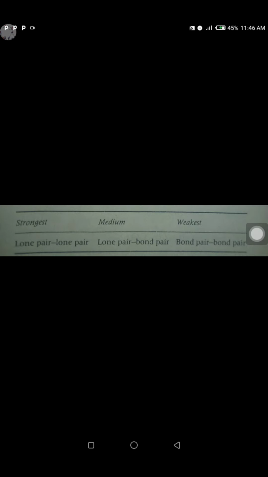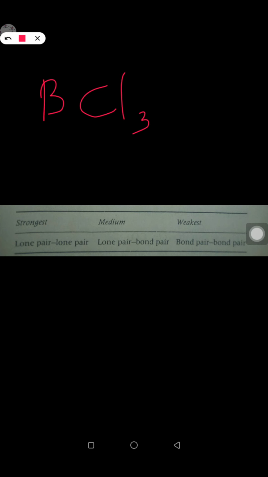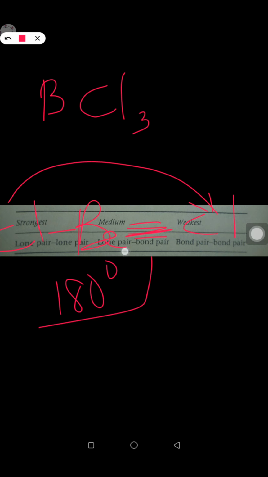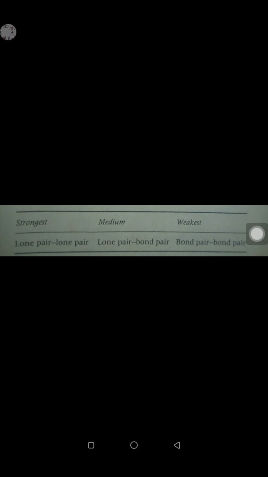Boron trichloride, for example. Now, I have to mention something. The other one that was linear, the bond angle between them, since it's linear, is on a straight line. The sum of angles on a straight line is 180, remember? So the bond angle is 180 degrees. It's very important we know that. Now back to the next one.